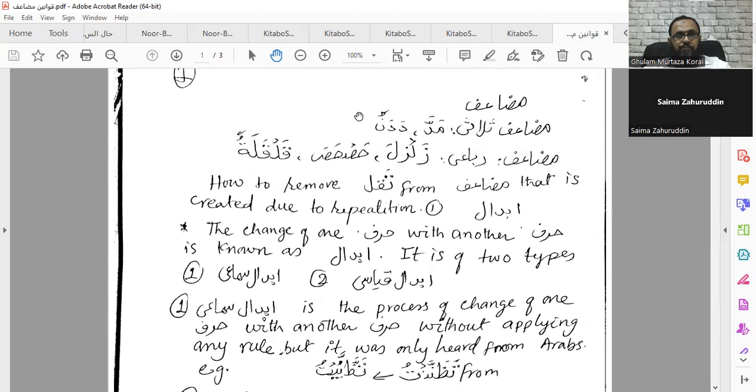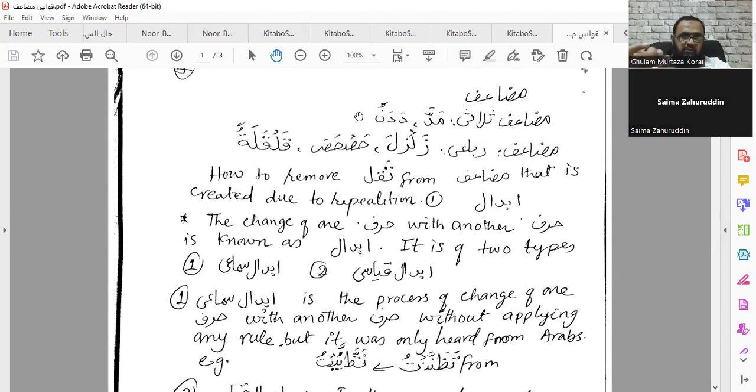So first of all, I repeat that in Muzarf, because of their thaqal, different changes take place to remove the thaqal. And we are going to learn those changes through rules. Proper rules and rules that were heard from Arabs. So this is the basic point.